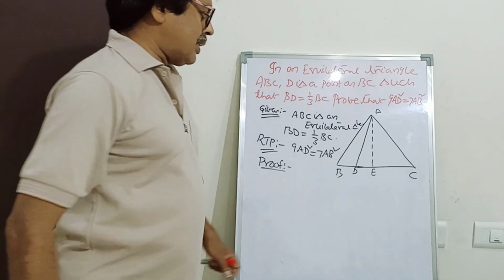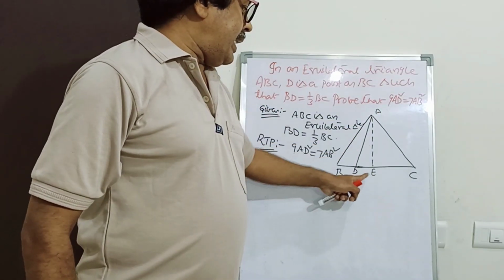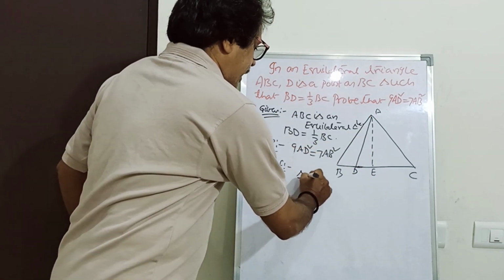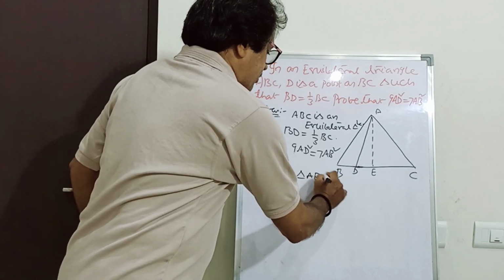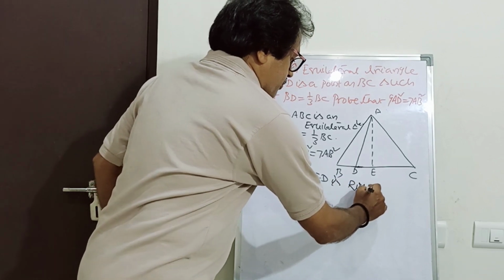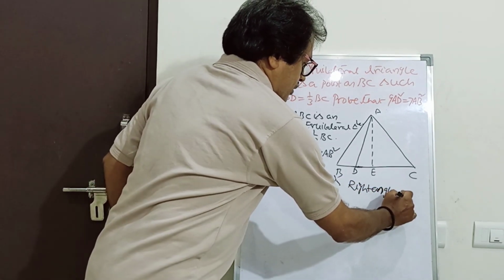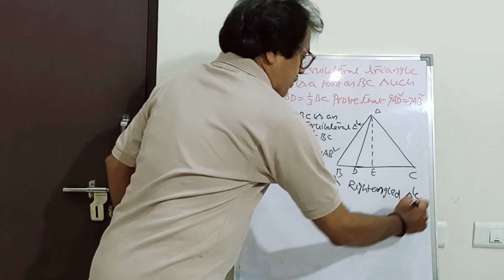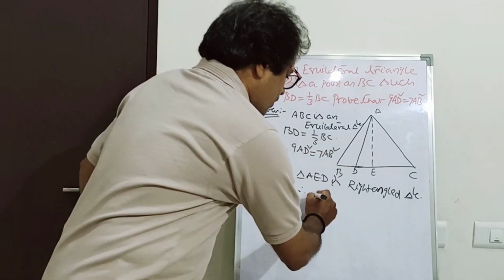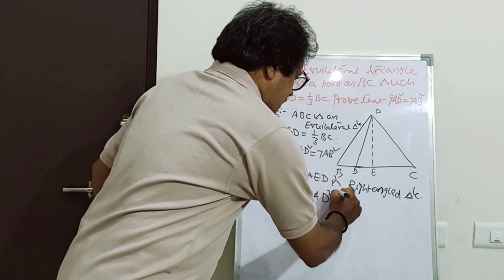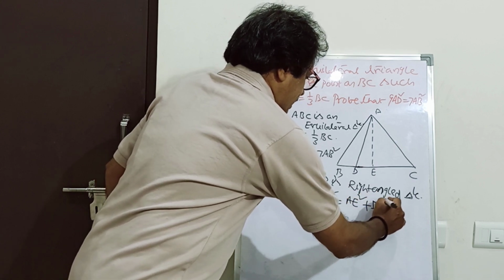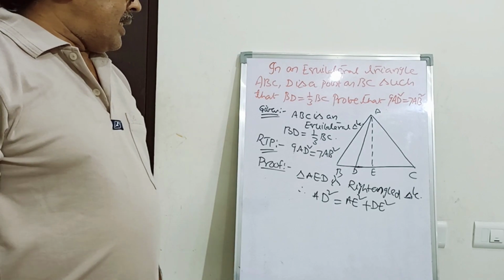see now here, AED is a right angle triangle. In a right angle triangle, the square of the hypotenuse is equal to the sum of the squares of the other two sides. Therefore, according to Pythagoras theorem, AD square is equal to AE square plus DE square.